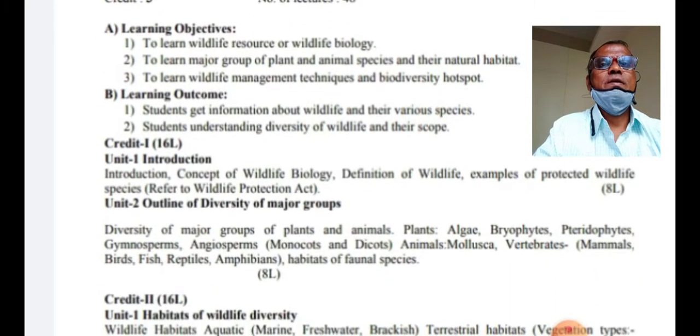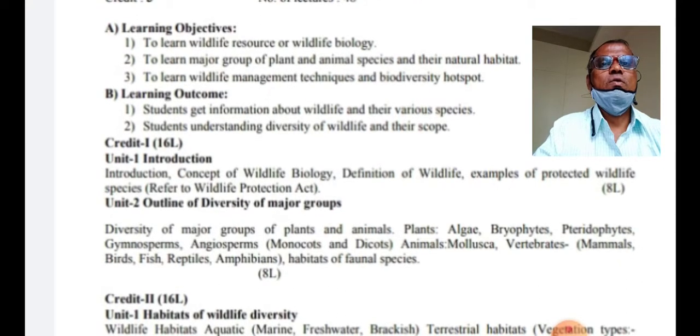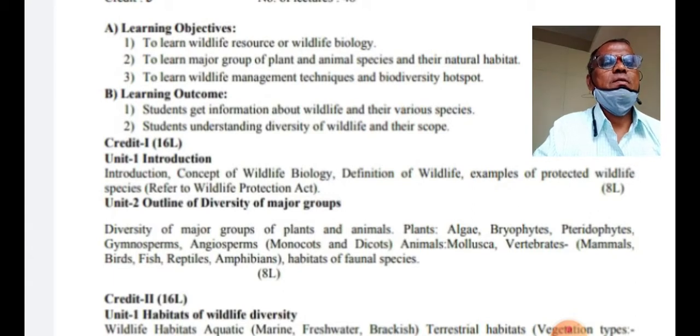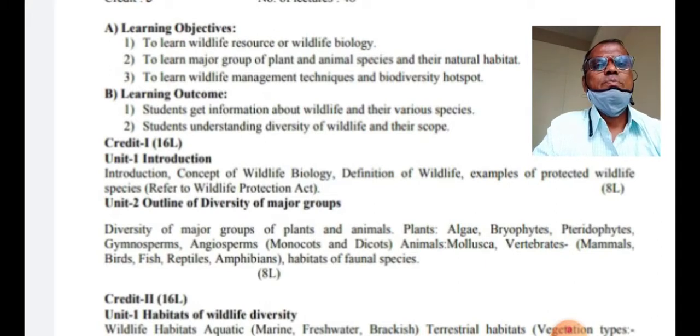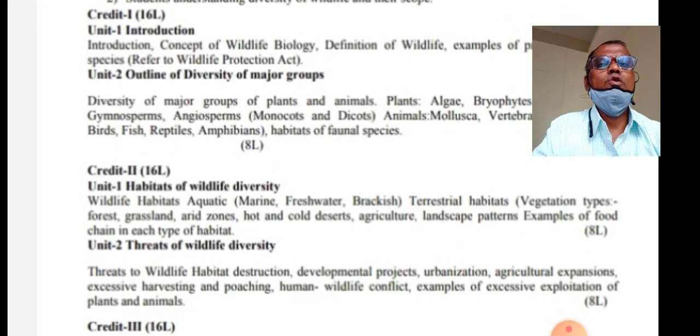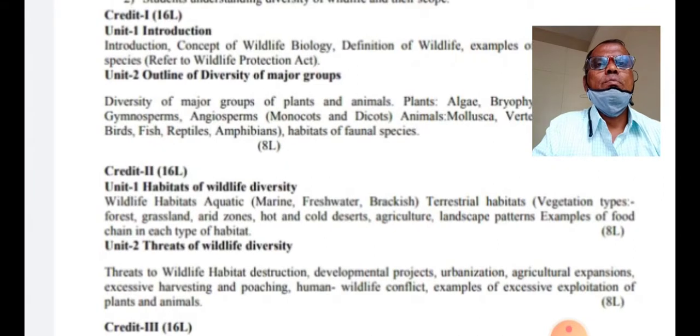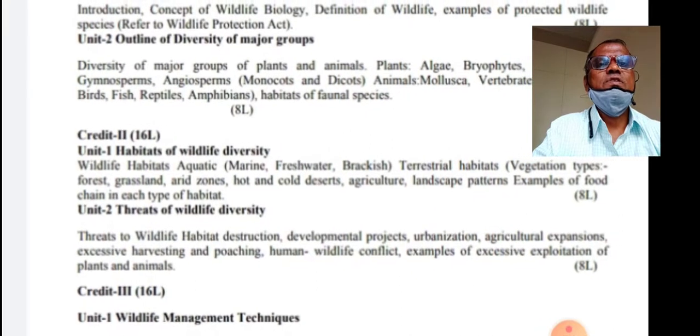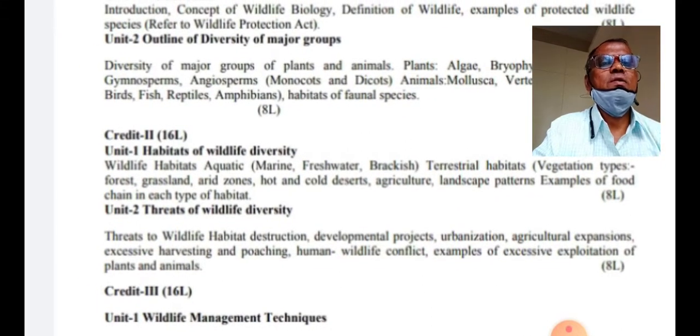Credit 1 is the introduction and outline of the diversity of major groups. It is taken by our different teachers, Sonali madam and Sarojini madam. This paper we have already distributed. I am going to take credit number 2, unit number 1, habitats of the wildlife. This unit number 1 is taken by myself. Second, threats to wildlife units will be covered by another teacher.